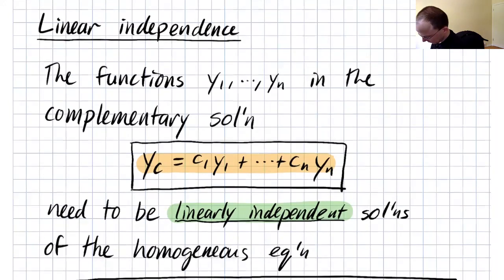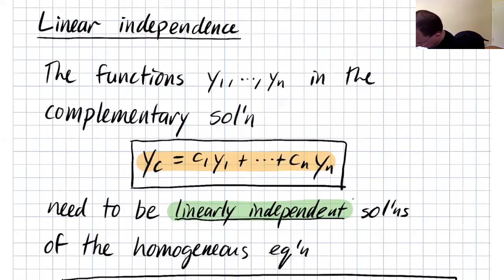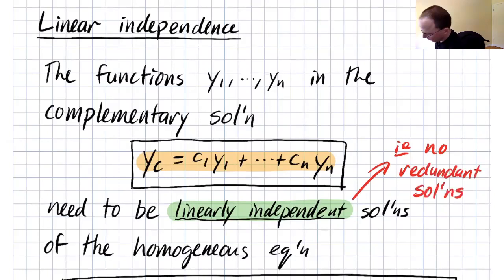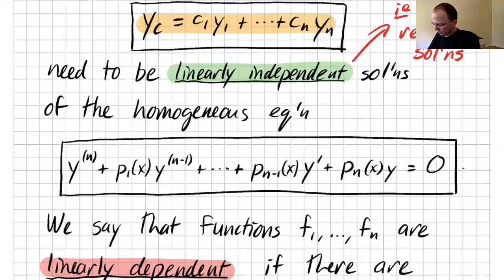So let me just mention that. What this means is, in other words, no redundant solutions. We don't want any redundant solutions. That's what this linear independence is about. So these are all going to be solutions. So y1 up to yn are going to be solutions for this homogeneous equation.